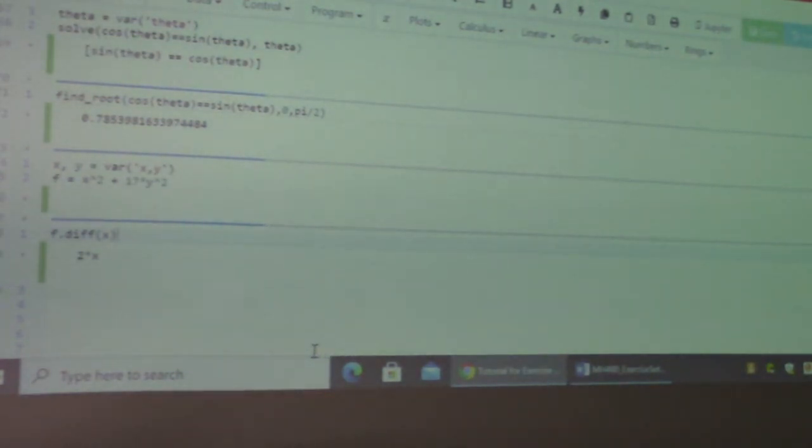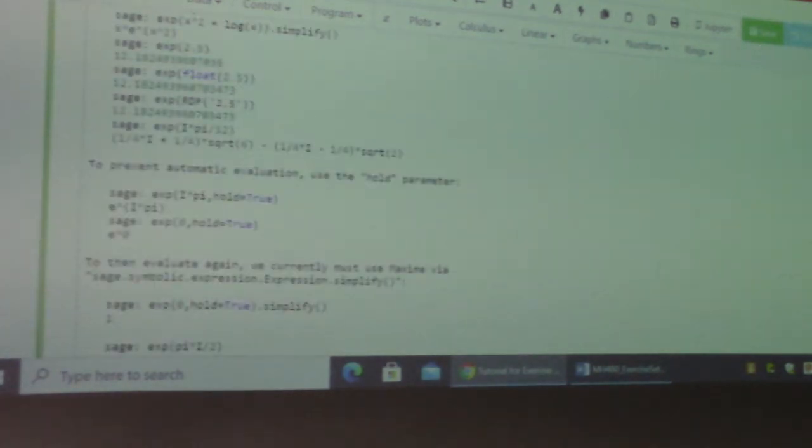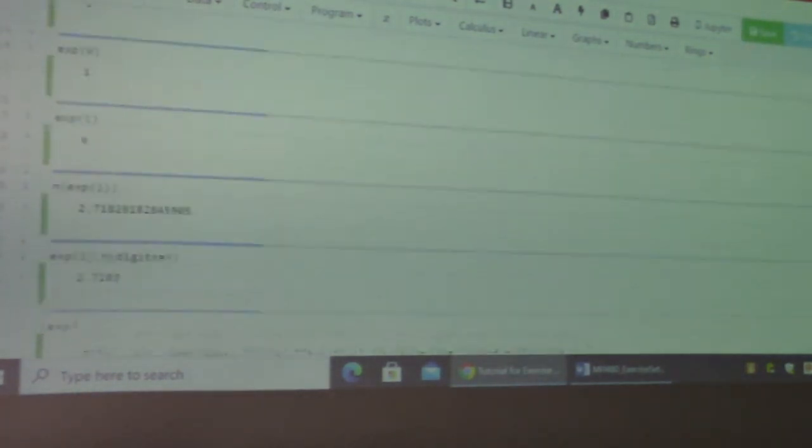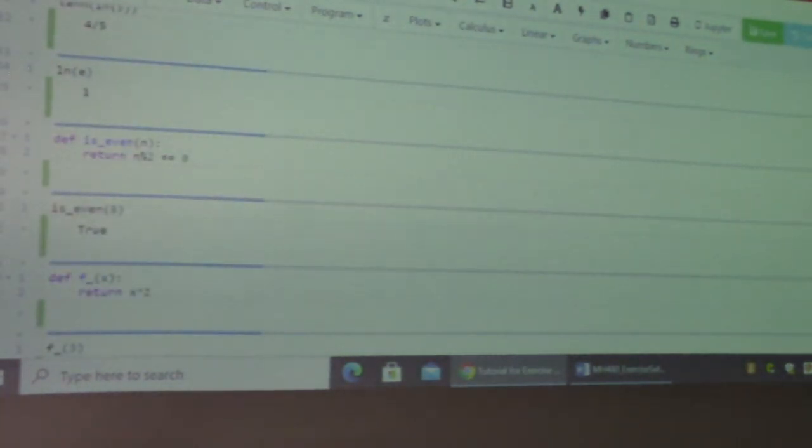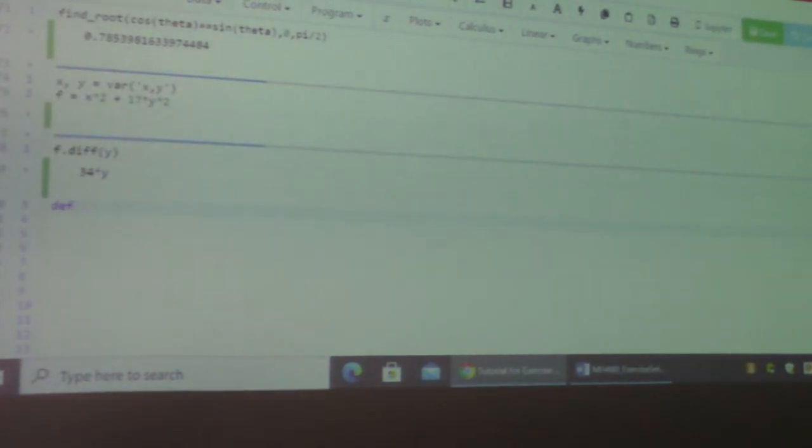So 2x, huh? If we differentiate with respect to y, we ought to get what? 34y? Yeah. So I guess you could also do def. We did function earlier, right? How do we do it? DEF, yeah, DEF. So if I do def, we call it F2.